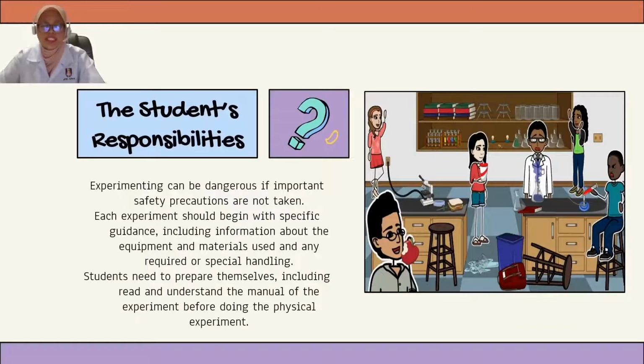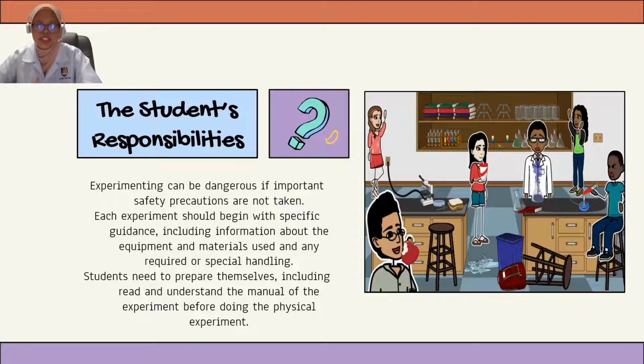Thank you, Afifah. Now, before I start, my name is Nur Ayunusna binti Kamaruzaman, and I will talk about the student responsibility in the laboratory. Each student has their own responsibility while conducting an experiment in the laboratory. When conducting an experiment, either in a physics, chemistry, or biology laboratory, students especially need to follow all the safety steps. If students do not follow the safety steps in the laboratory, it will cause certain types of accidents. This is because experimenting can be somewhat dangerous if crucial safety precautions are not taken.